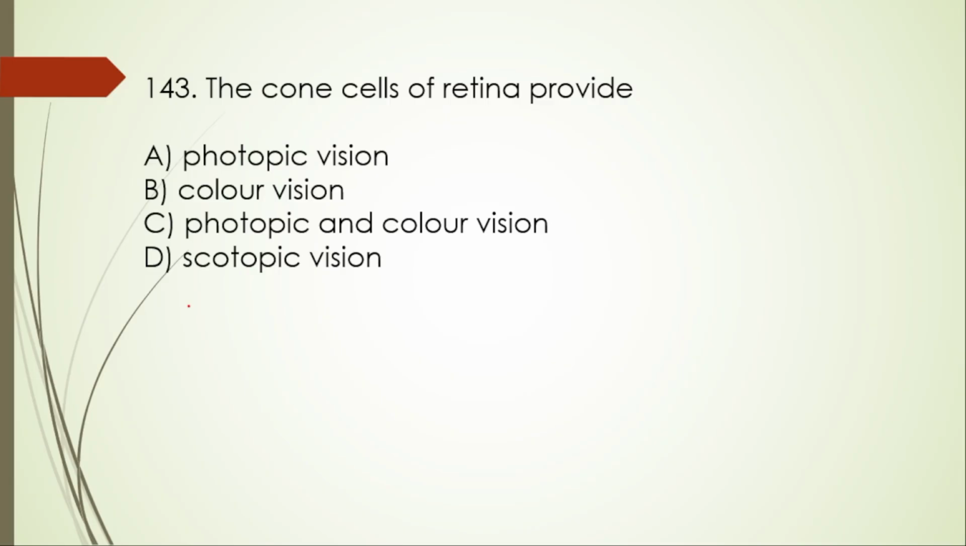Next, 143. The cone cells of retina provide A, photopic vision, B, color vision, C, photopic and color vision, D, scotopic vision. So here the right option is C.